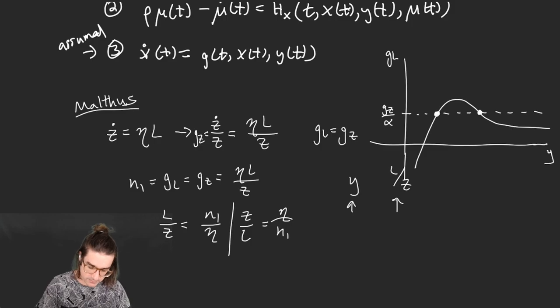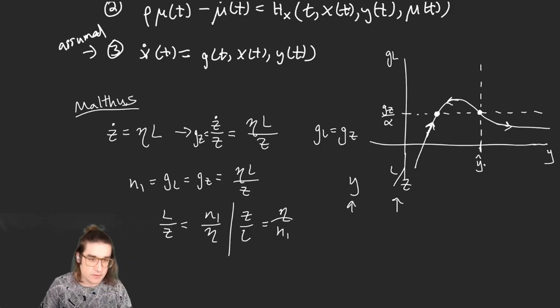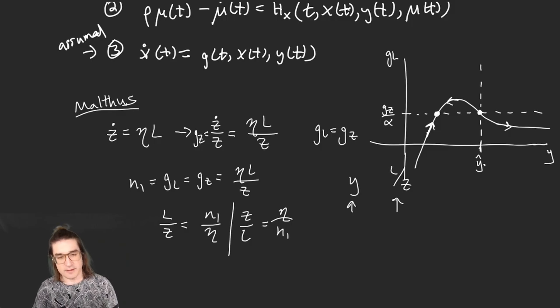In this zone, you're heading up, because technology is like the growth rate of labor is relatively low compared to technology. In this zone, you're heading down. And in this zone, you're heading up. So basically, that gives you this bifurcation result, where depending on your initial condition, whether it's above or below this sort of Y hat value, you're either going to go down into that bad equilibrium or you're going to head up into the high one.